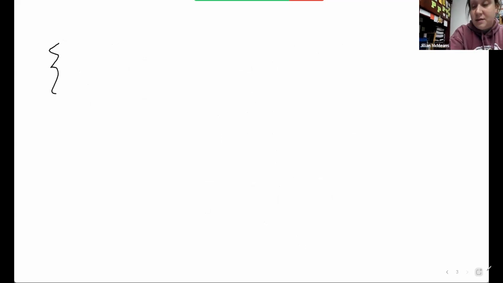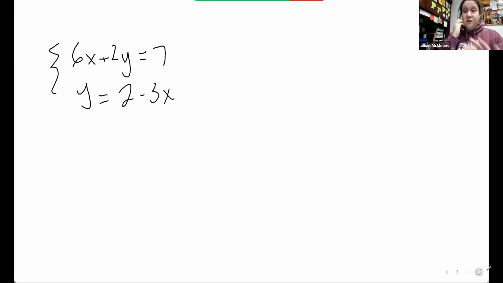So let's say we had the system 6x plus 2y is 7, and then y equals 2 minus 3x. Okay, so the second equation is fine. It's in slope-intercept form. The first equation, we need to solve it for y so we can type it into the calculator.